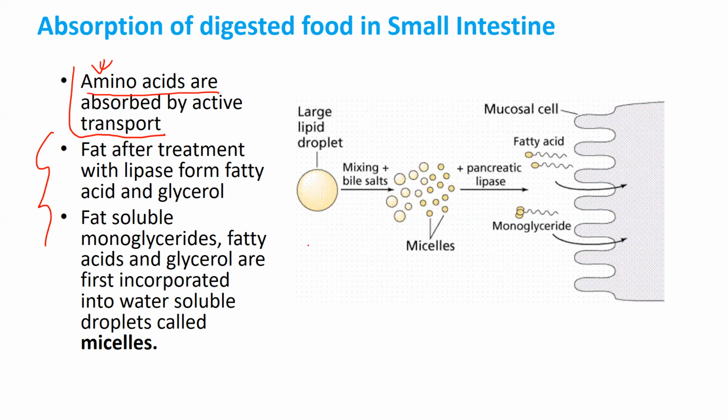Now have a look at this. First of all, the fat, fat is a large lipid droplet. Now this lipid droplet first of all mixes with the bile, and that is going to happen in the small intestine, that is in duodenum itself, okay. Then there is an emulsification of fat going to happen. And what is the meaning of emulsification? The meaning of emulsification is that it is going to break the large lipid droplet into very smaller droplets. Objective is to increase the surface area, right?